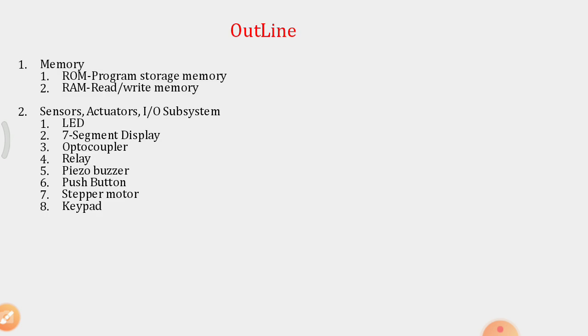The outline. We'll see first about the memory. It is being divided into a ROM and RAM. Then sensors, actuators and IO subsystem, which are having some components like LED, 7 segment, optocouplers, relays, piezo buzzer, push button, stepper motor and keypad or a keyboard.